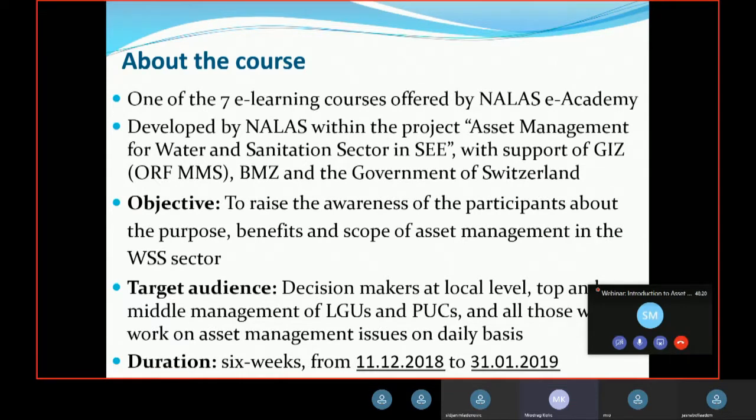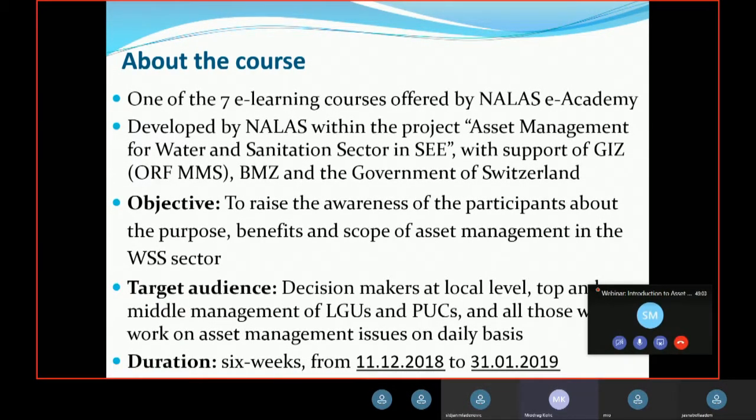The course has been designed for mayors, members of city council, managers and key staff in public utility companies, employees in the municipal department for utility affairs, managers in land directorates, also all those who work on asset management issues on a daily basis and who constantly deal with multiple challenges in resolving the financial, technical, and legal aspects of infrastructure management in the water sector. This will be a unique 6 weeks learning experience lasting from 11th of December to end of January next year.